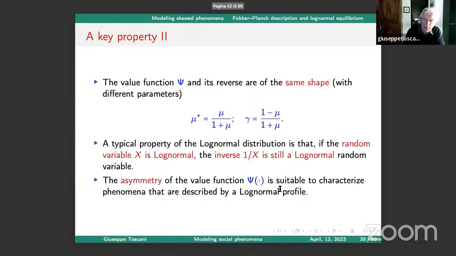And this is a typical property of the log normal distribution. If you have something which is log normal, then the inverse is still a log normal random variable. In other words, the asymmetry of this value function is very suitable to characterize phenomena that are described by a log normal profile.